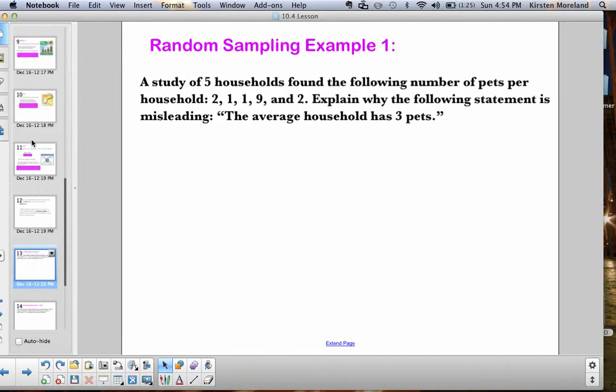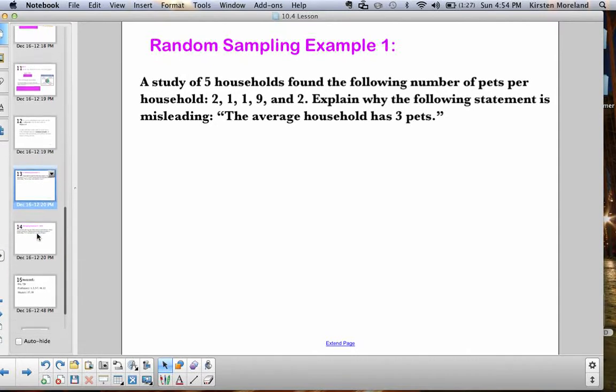If you started to pick 30 households, you'd probably get a lot of people that don't have any pets. So you're going to find that the bigger your sample, the more accurate it is. If we have a sample that's only 5 households and we're trying to generalize that to all households, it's not going to be accurate. So you want to pick a large enough sample.